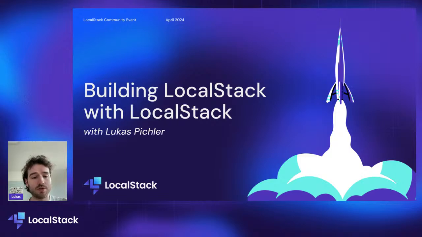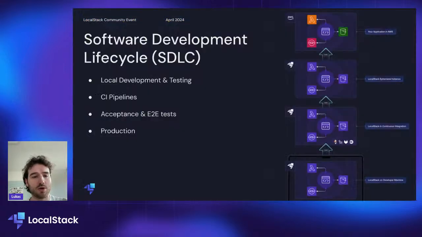Before we get started, I'll jump right in and talk about the software development lifecycle that LocalStack wants to support from start to finish. Typically that starts on the developer machine with local development and testing, moving on to CI pipelines where you can run your integration test suites. Now, a new feature that's been released with 3.0 will enable acceptance and end-to-end tests. And last but not least, everything is moving to production, to the real environment. So now the question is, how are we doing all of these things at LocalStack?